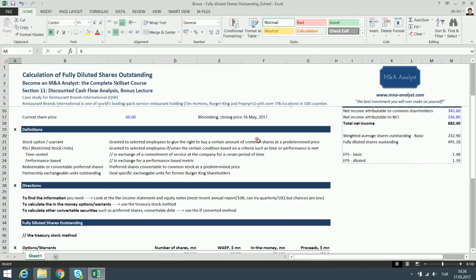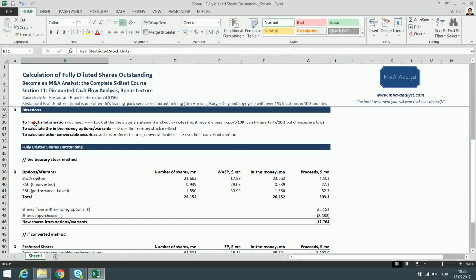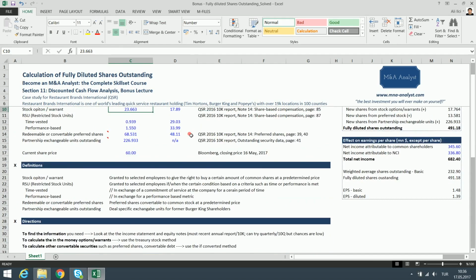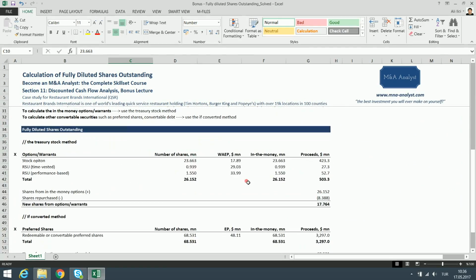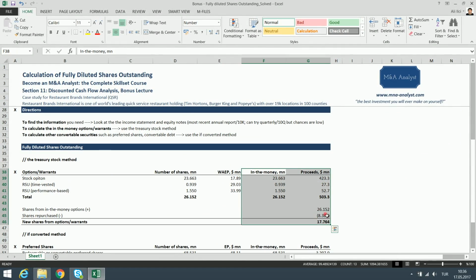Okay, let's start our calculation now. We will start with stock options, and for the calculation of stock options, we are going to use a method called the treasury stock method. Here we have the list of the stock options. As you can see here, we have the number of shares and weighted average exercise price. These are linked to this information part, as you can see. So we do the calculations here actually.